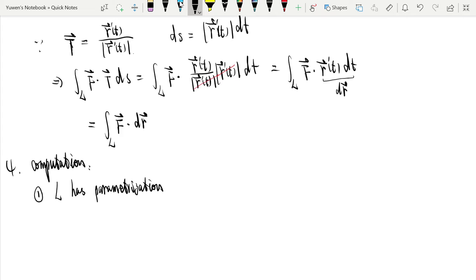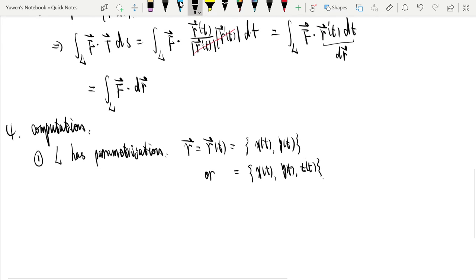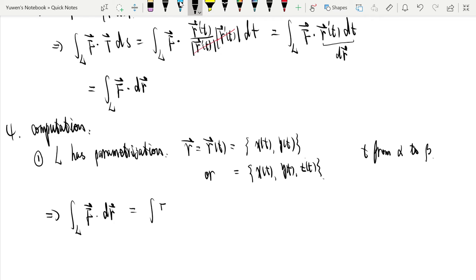Parametrization: r equals r(t) equals (x(t), y(t)) for a plane curve, or (x(t), y(t), z(t)) for a space curve, with t from alpha to beta. Then the integral of F dot dr is the integral of F dot r prime(t) dt, from alpha to beta.